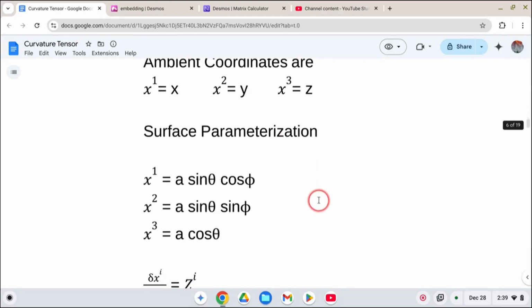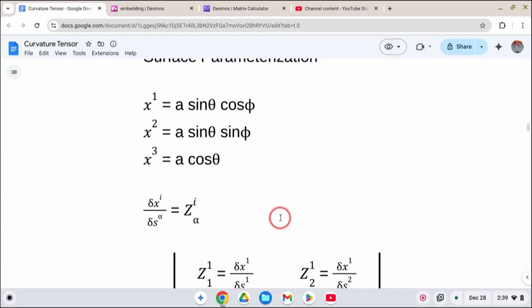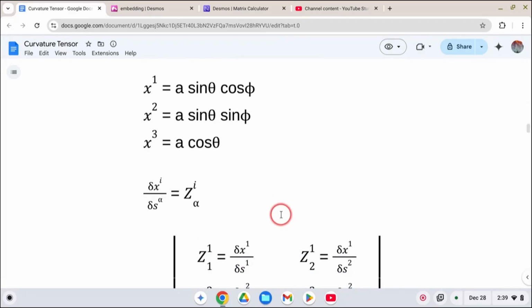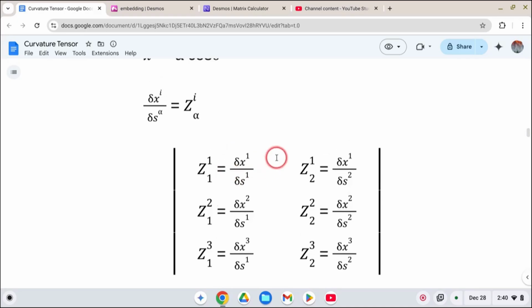Okay, now we're going to put that in this equation, and we're going to have a 3 by 2 matrix. Is it 2 by 3 or 3 by 2? It's 3 by 2, I think. Okay, so we're going to have the first entry. Now look at this. The alphas now, there's only 2 of them, right? So there's 1 and 2, 1 and 2, 1 and 2. But the i's, there's 3 of them. 1, 2, 3, 1, 2, 3. IJK, IJK. So now we have to find these partial derivatives.